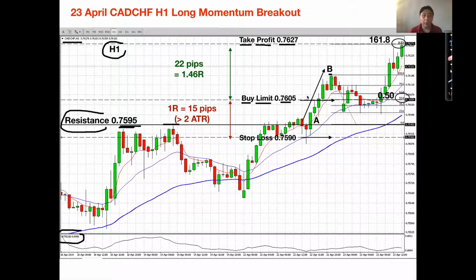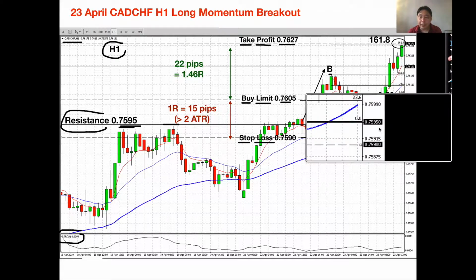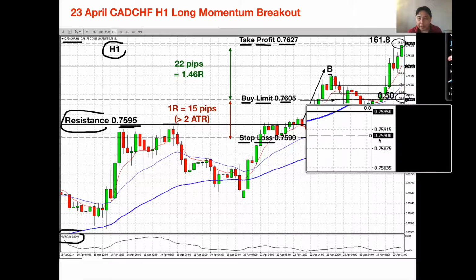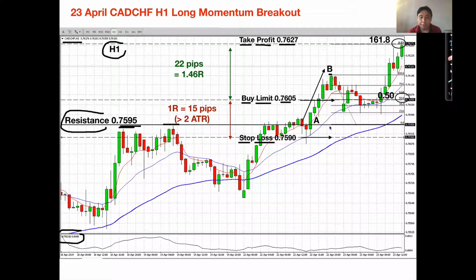Next, where do I put my stop loss? So my stop loss will be placed below the resistance level, which is in this case 7595, right? So I put my stop loss, it could be 5 pips, could be 10 pips, below that resistance level. So in this case, the resistance was at 7595, and I put my stop loss 5 pips below that at 7590. All right, just about 5 pips. So measuring from 7605 to 7590, that is 15 pips.